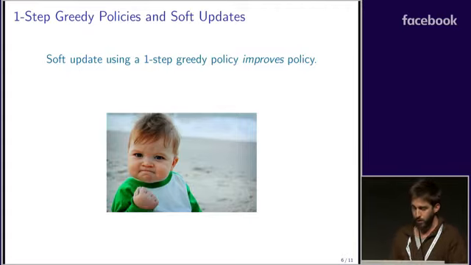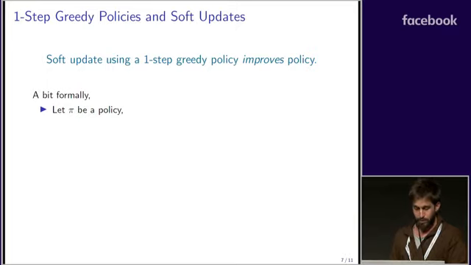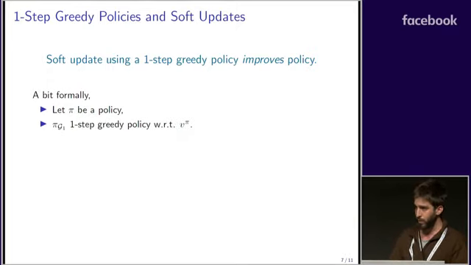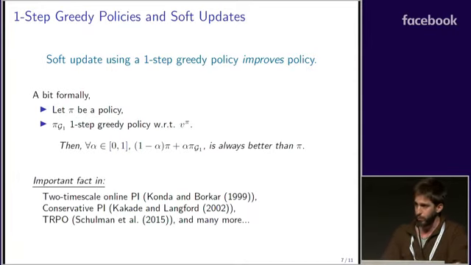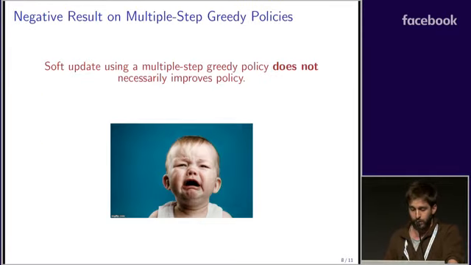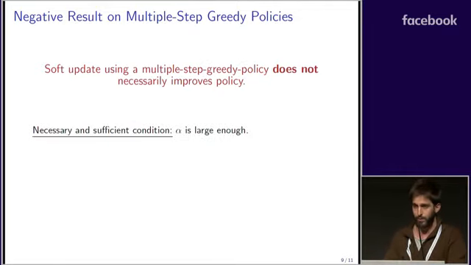And a bit more formally, for any policy pi, consider the one-step greedy policy pi G1, and we have the following basic result, that the mixture policy of pi and pi G1 is always better than pi for any value of alpha. And this fact is used in a lot of works in online and approximate RL. However, and unfortunately, it does not hold for multiple-step greedy policy, and it holds only if alpha is sufficiently large.